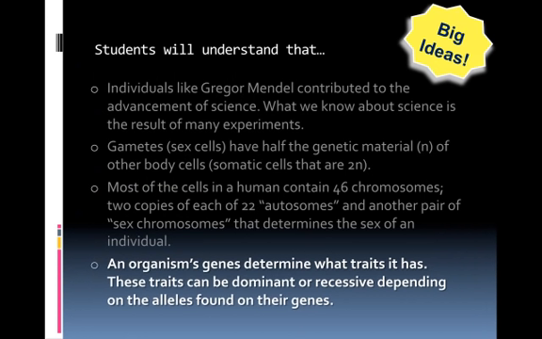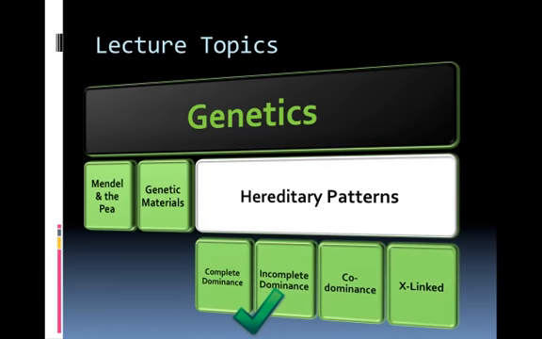The last big idea that we're going to go over is that an organism's genes determine what traits it has. These traits can be dominant or recessive depending on the alleles found on their genes. So there are 4 hereditary patterns that you should become familiar with. The first is complete dominance.